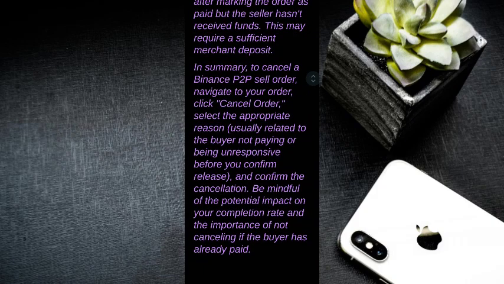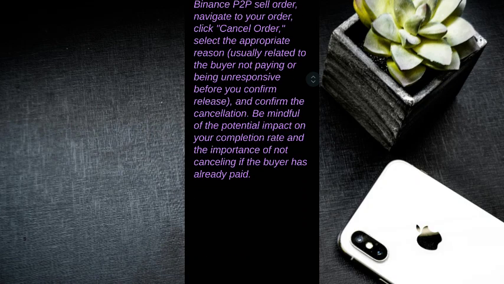In summary, to cancel a Binance P2P sell order, navigate to your order, click cancel order, select the appropriate reason, usually related to the buyer not paying or being unresponsive before you confirm release, and confirm the cancellation. Be mindful of any potential impacts on your completion rate and the importance of not cancelling if the buyer has already paid.